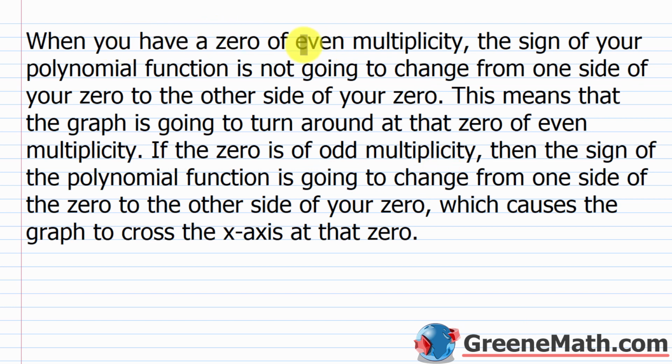So when you have a 0 of even multiplicity, so let's say it's 2, 4, 6, 8, something like that, the sign of your polynomial function is not going to change from one side of your 0 to the other side of your 0. And that's because when you square something, the result is always non-negative. You're either going to get 0 or something that's positive. If that doesn't make sense from me reading it, it will make sense in a moment when we do the example. So we would say that this means that the graph is going to turn around at the 0 of even multiplicity. Again, because there's no sign change from one side of the 0 to the other side of the 0.